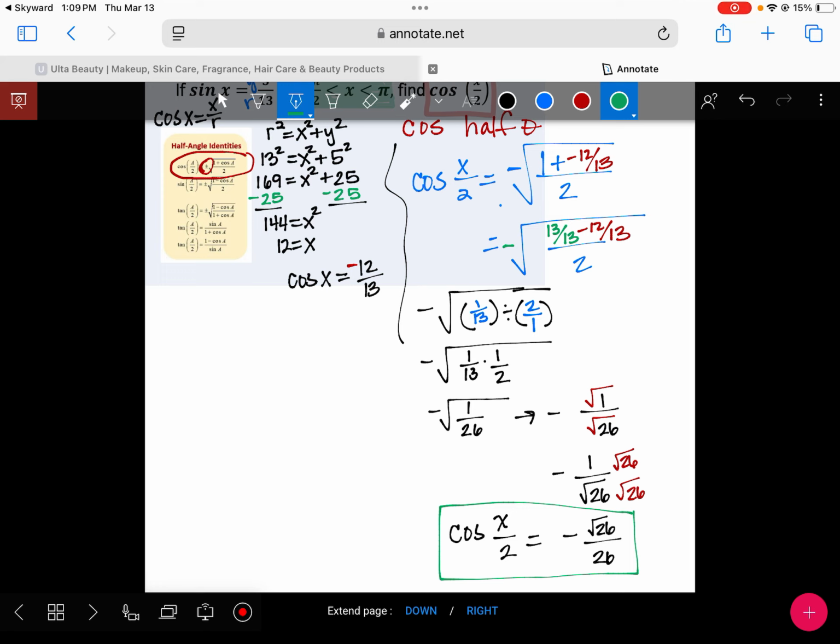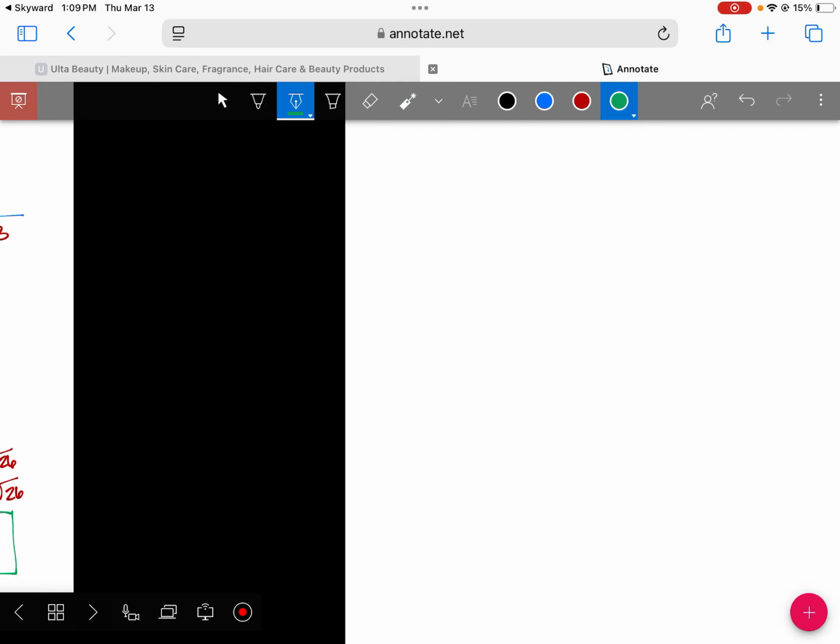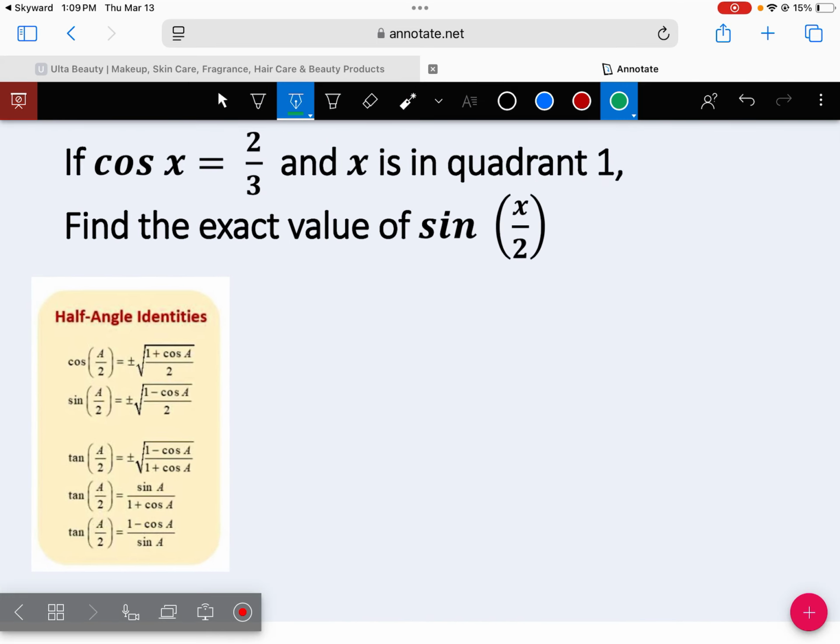So we only have one more question. And then we can start working on homework 12. Does anyone need more time? All right, let's copy down our last example.